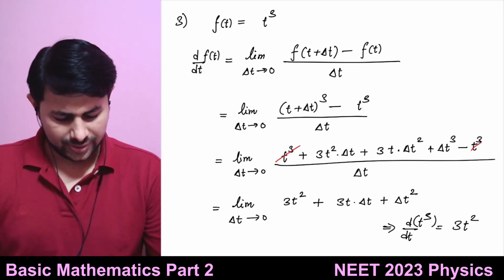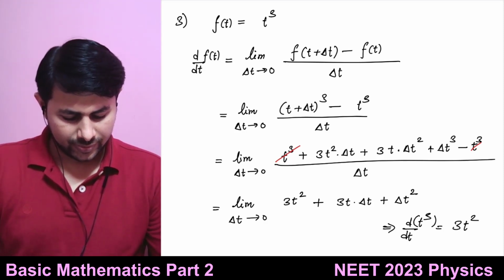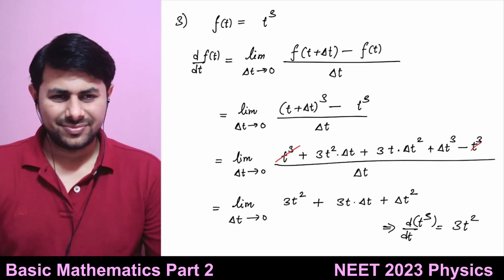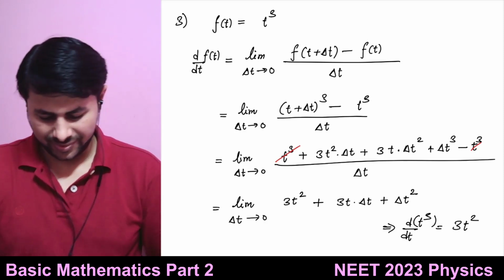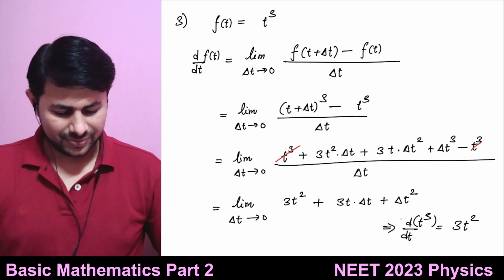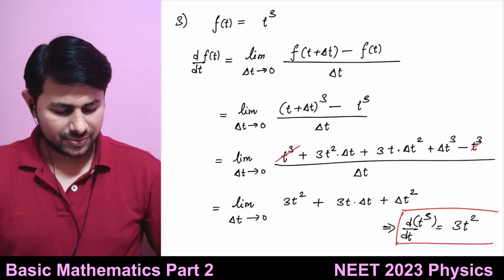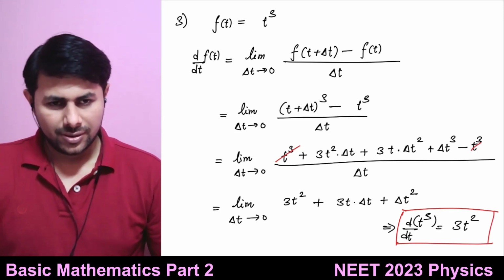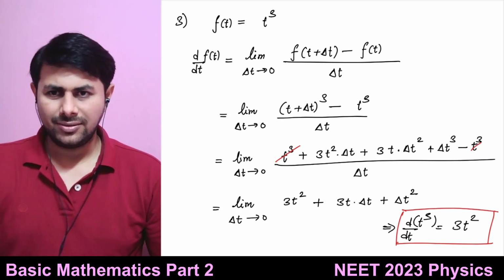How come? It is 3 times t squared. T squared. Okay. Yes, Veera.